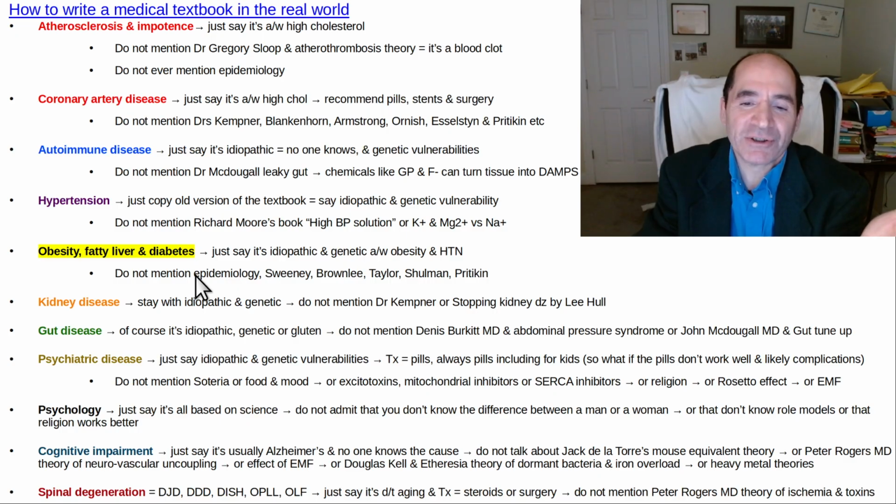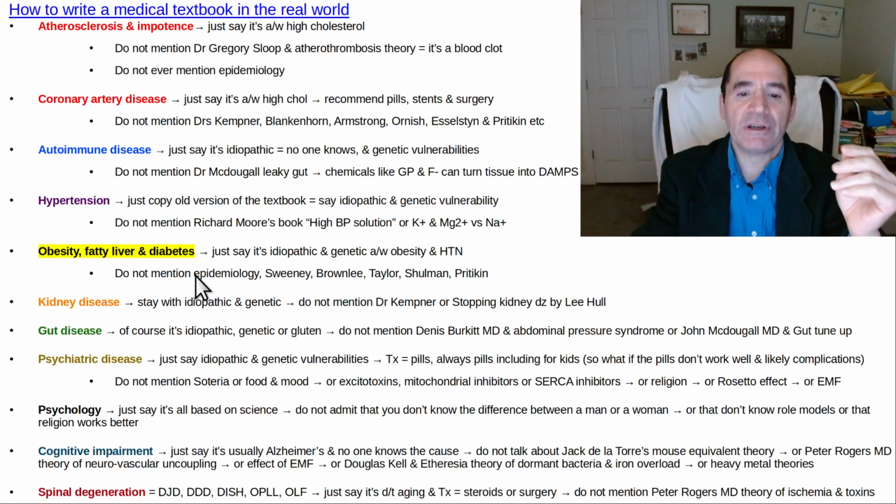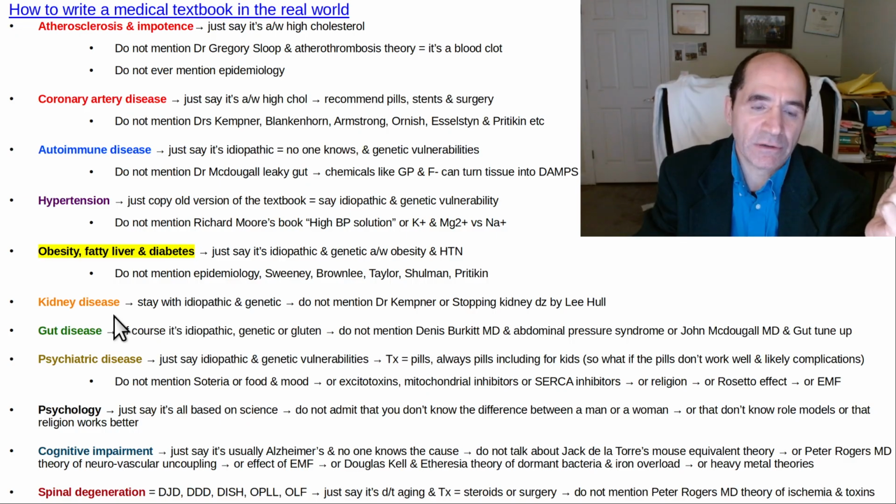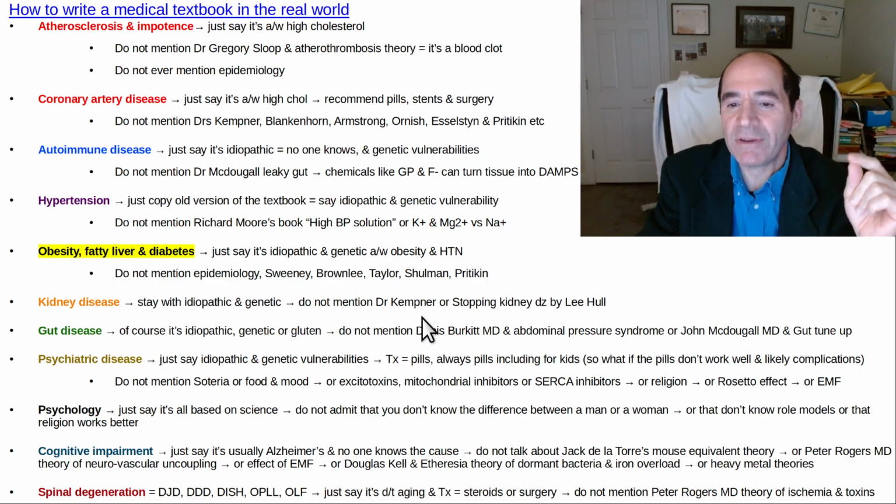The poor patients are basically denied a chance at cure, and they're also decreased in their ability to treat. It's all about selling drugs. Kidney disease, just again, tell them it's idiopathic genetic. Don't tell them all the patients that Kempner saved. Don't tell them about the book Stopping Kidney Disease by Lee Hull.